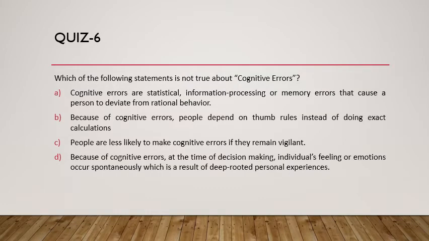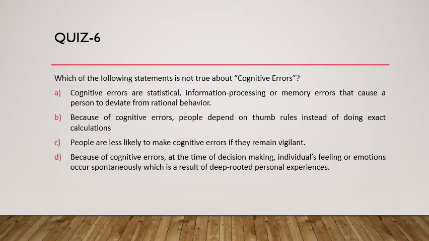Let us move to quiz 6 now, and it's a little lengthier one than what we have seen till now. Which of the following statements is not true about cognitive errors? We have to be very clear that it's saying not true, which means 3 statements are true and 1 is not true. Cognitive errors are statistical information processing or memory errors that cause a person to deviate from rational behavior, which is absolutely true. Because of cognitive errors, people depend on thumb rules instead of doing exact calculation. Absolutely right. People are less likely to make cognitive errors if they remain vigilant. And it's not just about cognitive errors, it's true about many other errors also.